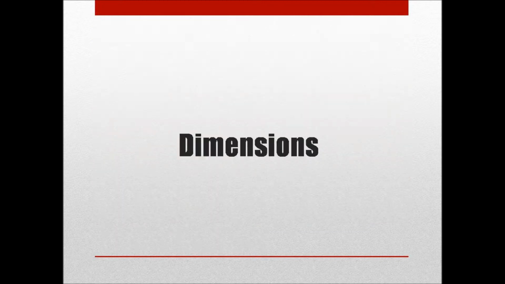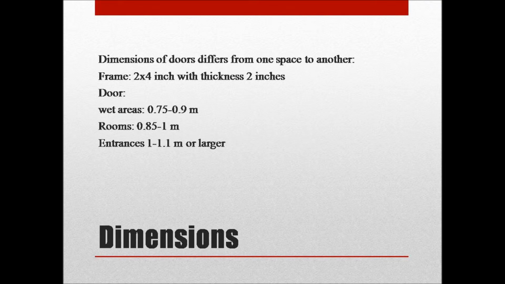Now we're going to mention the dimensions of doors depending on the location of the door throughout the house. In the wet areas, they range from 0.75 to 0.9 meters. In the rooms, from 0.85 to 1 meter, and in the entrances, they start from 1 meter upwards. As for the frames, they're usually 2 by 4 inches with a thickness of 2 inches.